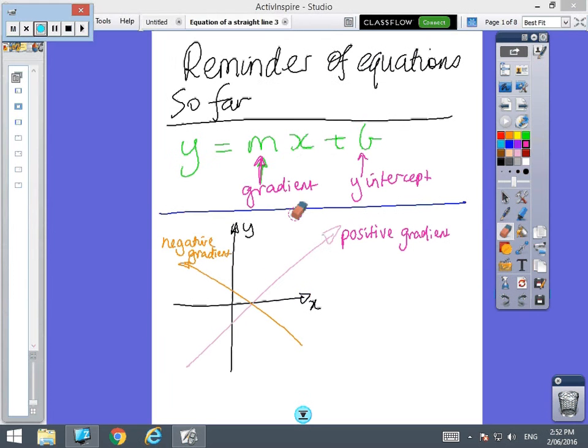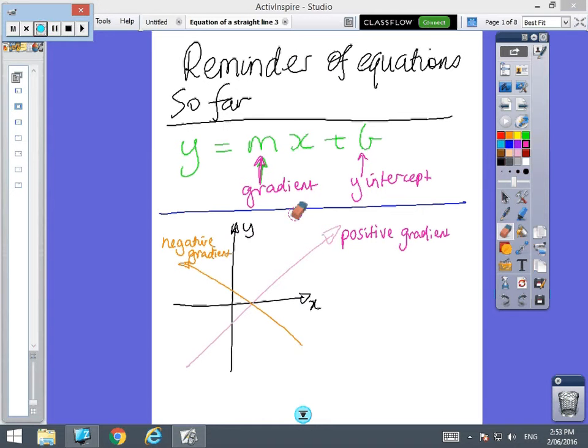Okay, so we're up to the third of the videos on equations of straight lines, and I'd love to remind you about what we've done so far. So all straight lines are of the form y equals mx plus b. M, the number in front of the x, the coefficient of x, is called the gradient, and the number at the back, the independent term, the number which has no x's, is the y-intercept. So that's the first thing you have to know.